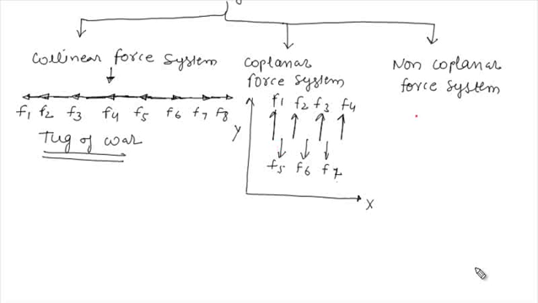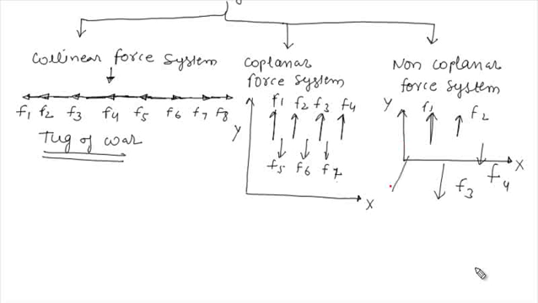Similarly, if the lines of action of the forces are in different planes, then it is a non-coplanar force system. Suppose some of the forces are lying in the XY plane and some are lying in the XZ plane. These forces are not in a single plane, they are in different planes. So we can say that it is an example of a non-coplanar force system.